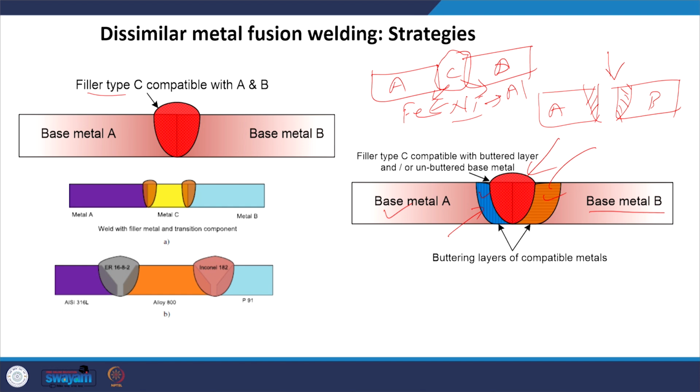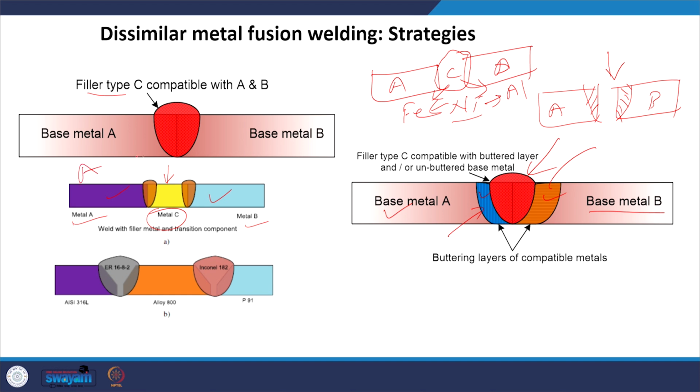There is a third approach where metal A and B are really incompatible with each other. So, we bring in a third member. This is not the filler metal, but a third component which is brought in between, made of metal C, which is compatible with both A and B. This is called a transition joint, or trimetallic joint.